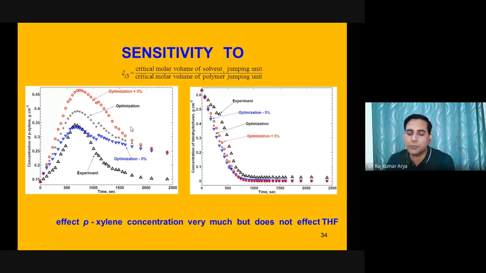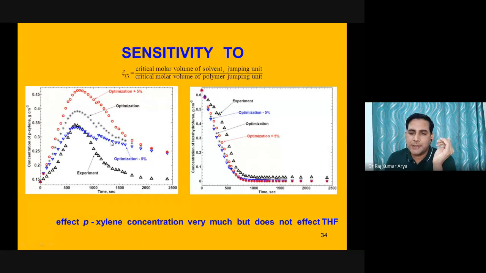What good can I do for this one? Same thing for this. In this case, if I change plus minus 5%, in case of the highly volatile solvent, nothing is getting changed. So for highly volatile one, nothing is getting changed, and this parameter doesn't matter. But for the low volatile one, paraxylene, it is the most significant parameter. So I have to take care of that.